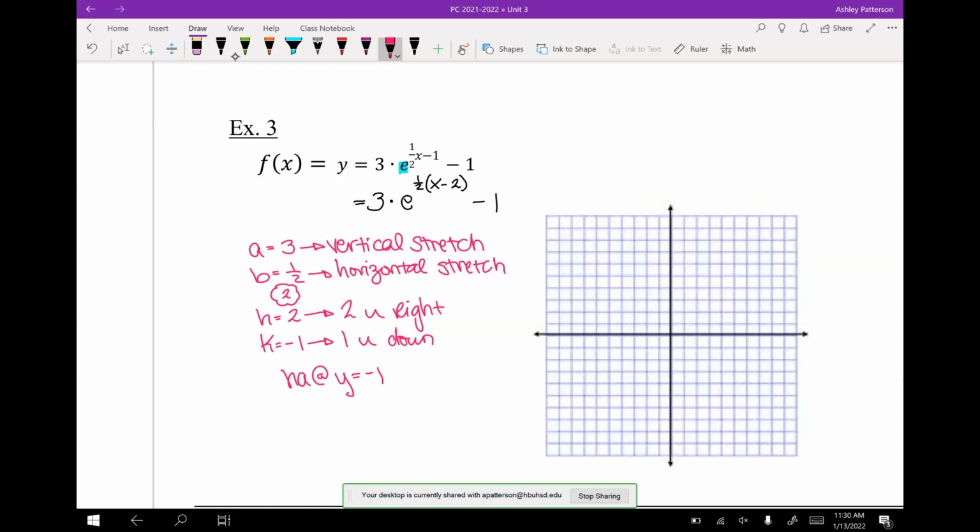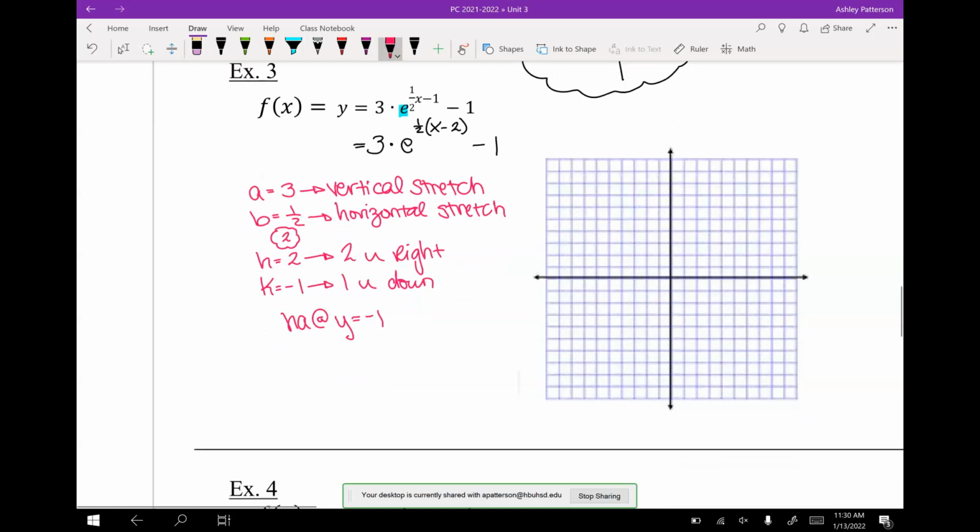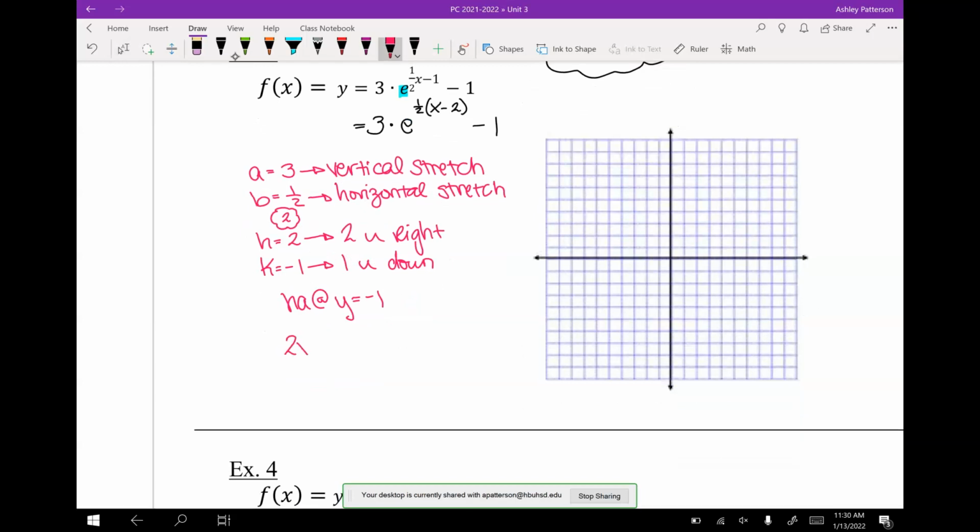Now, for those who maybe forget what the transformation table setup should be, I'm going to put it at the top for us. It's the reciprocal of b multiplied by our x values, and then we add or subtract h. We take a and multiply it to y, and then we add or subtract k. This has been the same all year, and I promise you it will not change. Okay, this is the transformation table setup that we use. So let's set it up. Our reciprocal of b is 2. So we have 2x plus 2, since that's our h value, and then 3y minus 1.